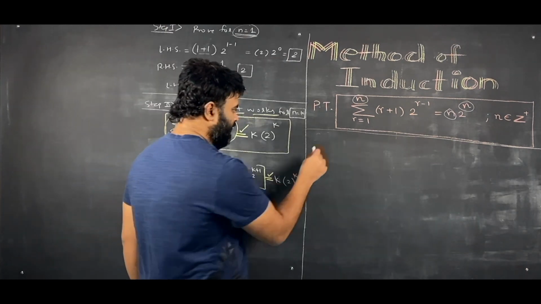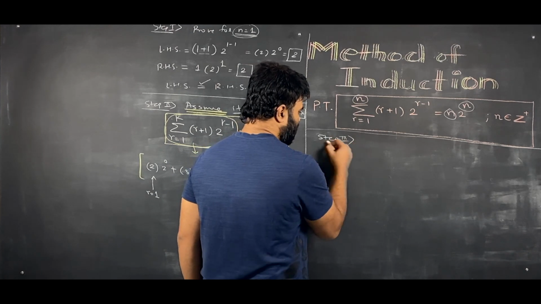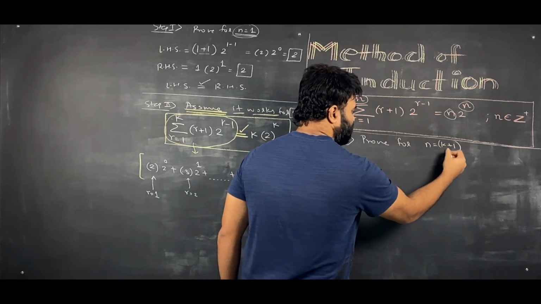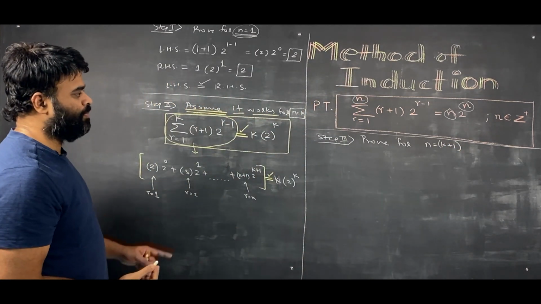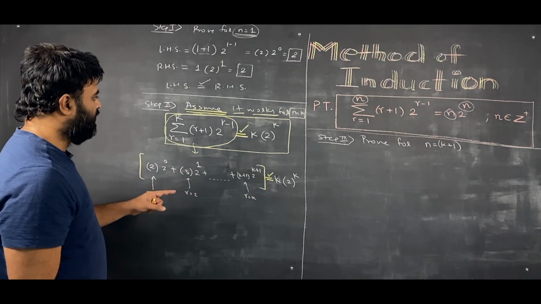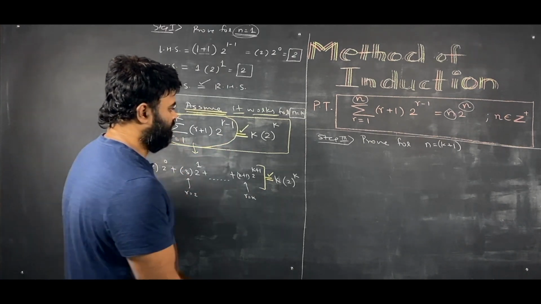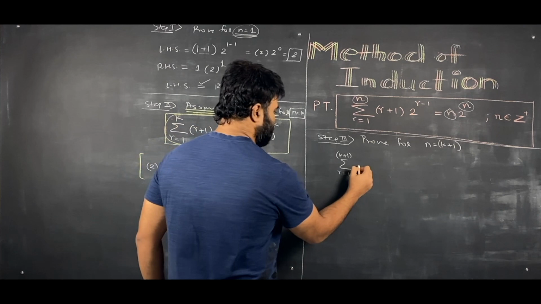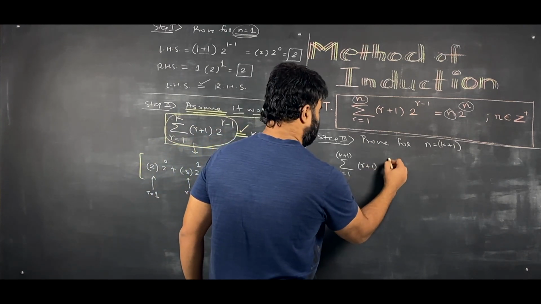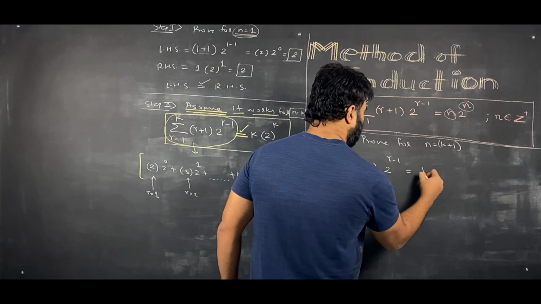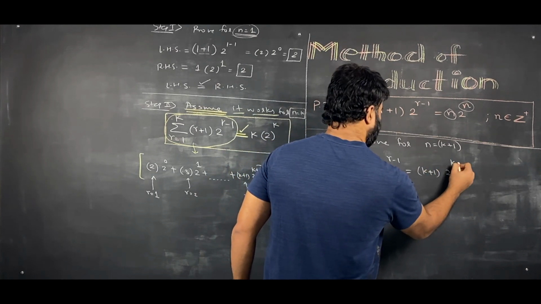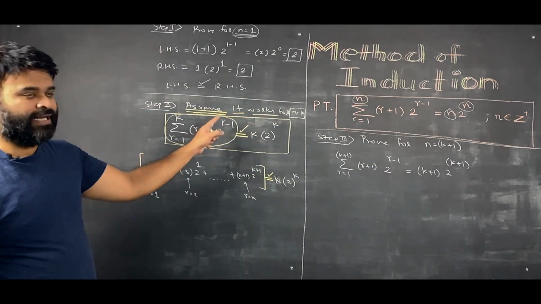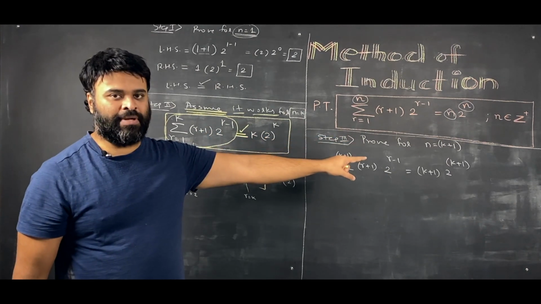So in step 3, we will prove for n is equal to k plus 1. Now what we want to do is put n is equal to k plus 1 and prove it works. So the original equation was sum of r equal to 1 to k plus 1, r plus 1, 2 raised to r minus 1 is equal to k plus 1, 2 raised to power k plus 1. So basically, last time we used n is equal to k in step 2, and in step 3 we will be using n is equal to k plus 1.